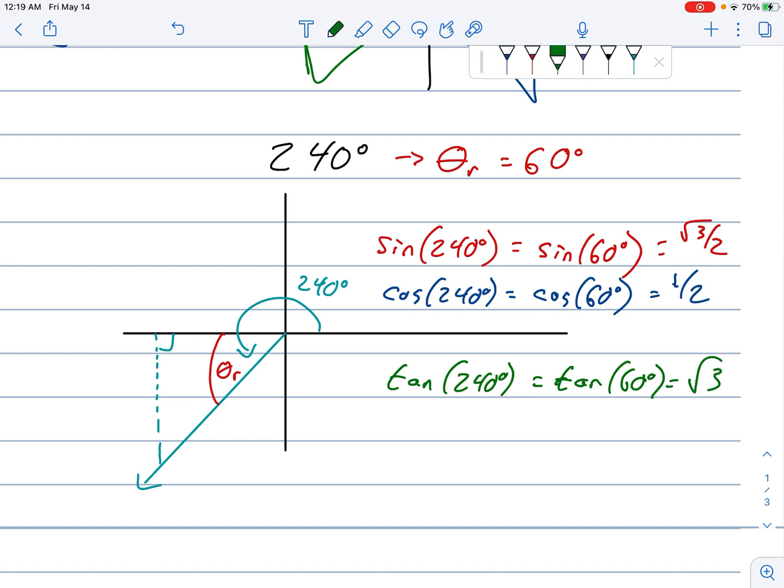Okay, I'm in quadrant 3. All students take calculus. Negative, negative. So the only one that's positive is tangent. So again, my reference angles are saying what is the shortest angle that gets me back to the x-axis, and I need that because sine repeats, like has a pattern up to 90. 0, 30, 45, 60, 90. And those are values that I will have memorized.